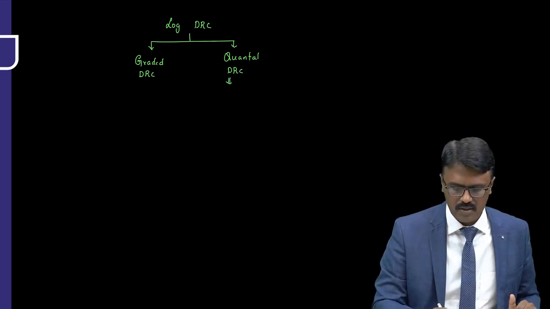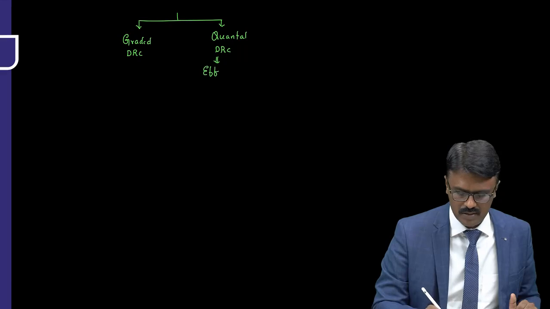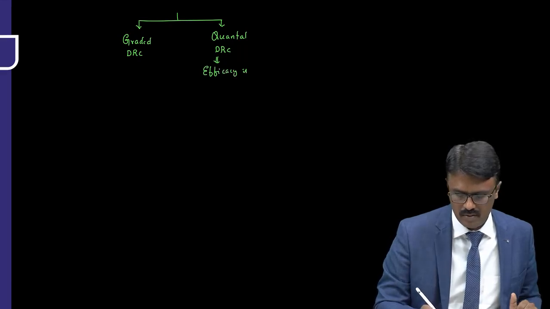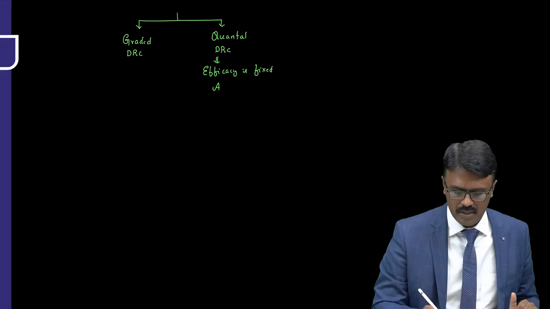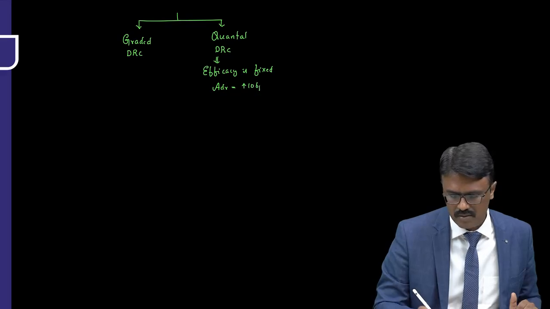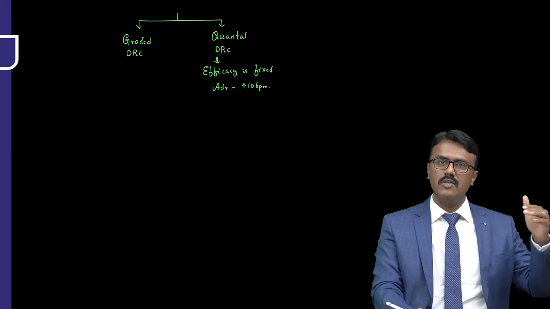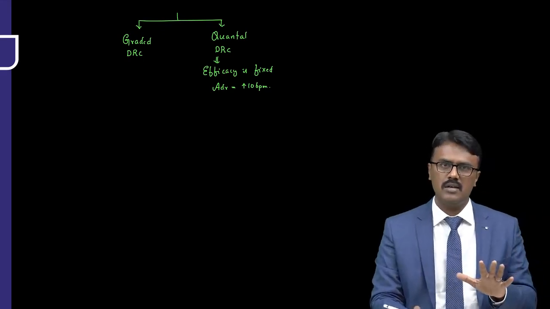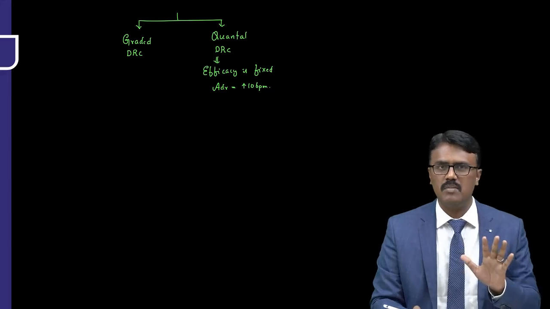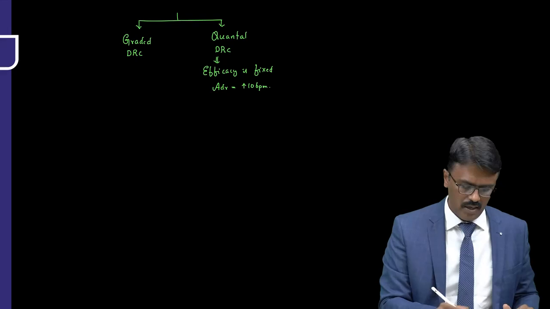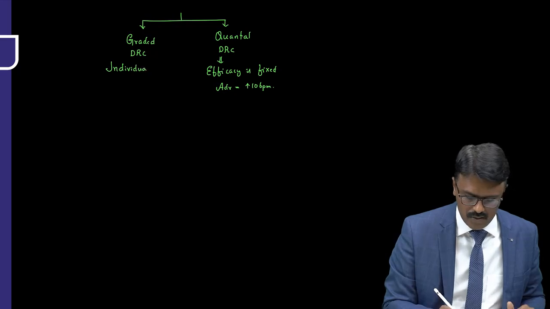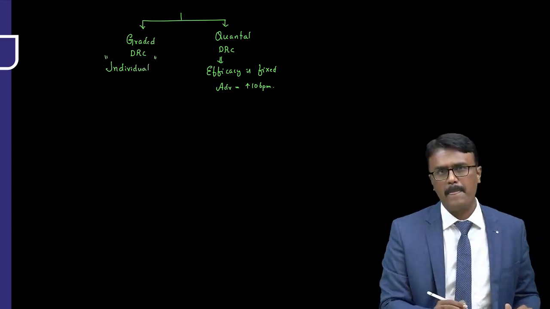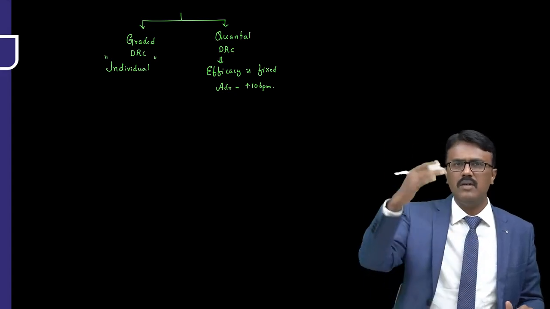In the quantal dose response curve, remember the efficacy is fixed. Suppose I am giving adrenaline to a patient, I want to check what dose of adrenaline increases heart rate by 10 beats per minute. I am not checking whether it increases 20, 30, 40. I just want to check how much dose will increase 10 beats per minute in each and every individual. So the graded dose response curve, we do in a single patient, in a single person.